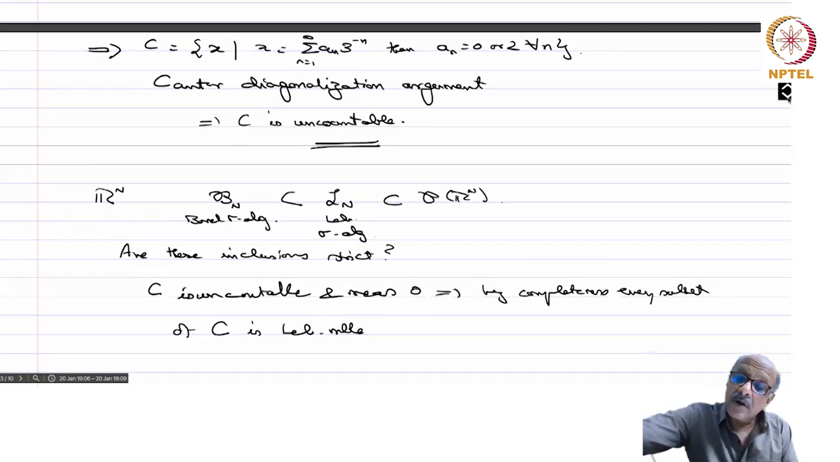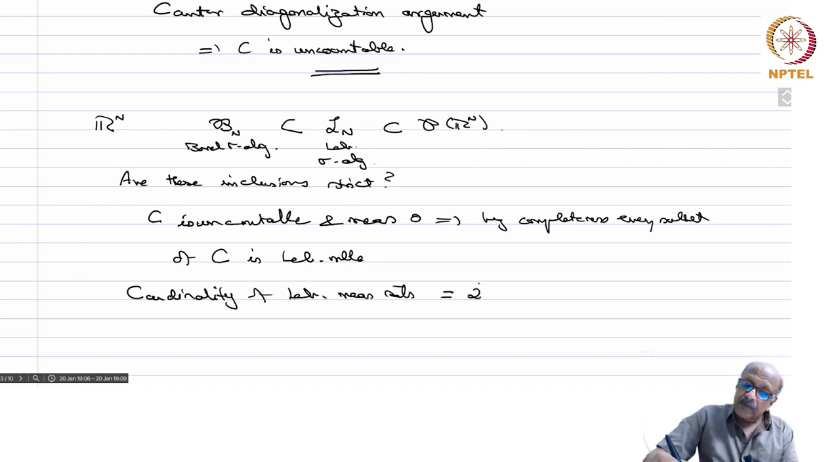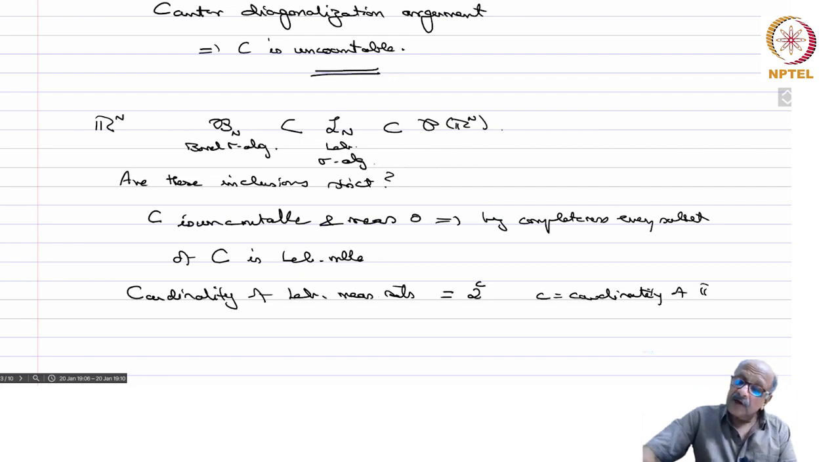Therefore, the cardinality of Lebesgue measurable sets is exactly 2^c, where c is the cardinality of the continuum of R. Let's say c is the first uncountable number. Then this means there's a one-to-one correspondence between subsets of C and Lebesgue measurable sets. So there you have that the cardinality is 2^c.